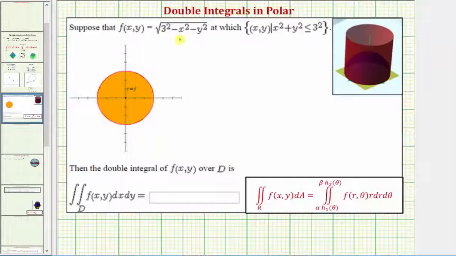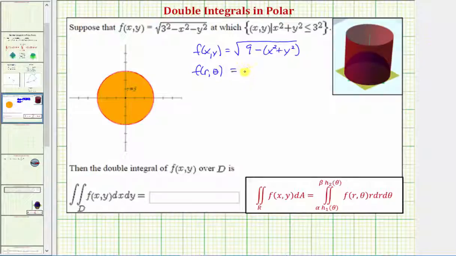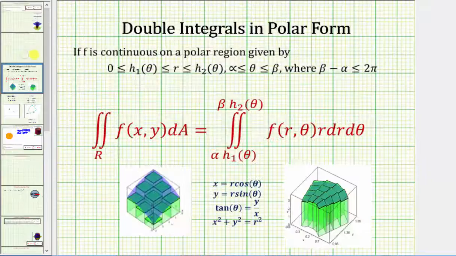So going back to our work, notice how the given function f of x comma y is equal to the square root of, let's write this as 9, and then instead of minus x squared minus y squared, let's write that as minus the quantity x squared plus y squared. Which means our function f of r comma theta in polar form would be equal to the square root of 9 minus r squared, because remember, x squared plus y squared is equal to r squared.